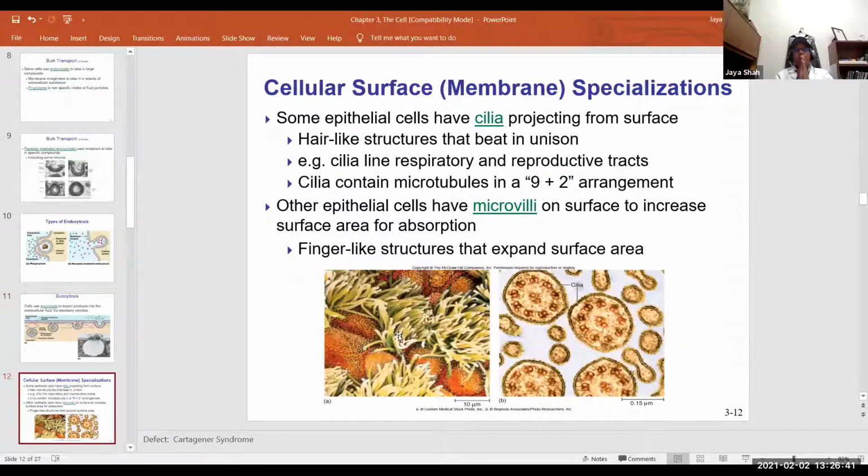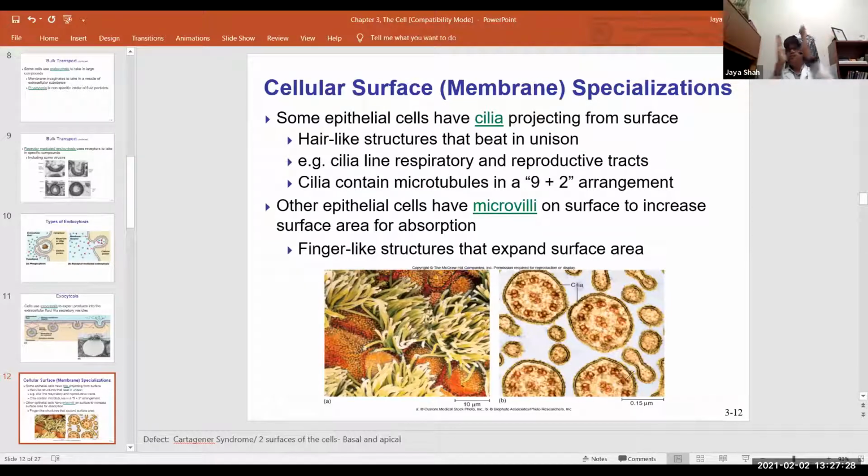Okay, earlier we talked about the cellular surface. Any cell has two surfaces, basal and apical. There is sometimes one more surface, which is called basolateral, meaning the lateral side of two cells.